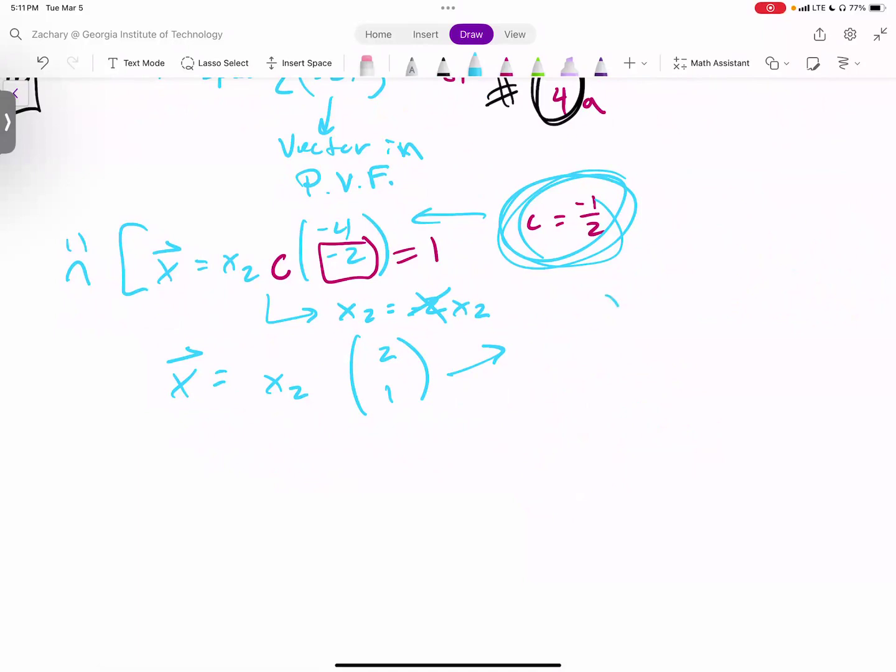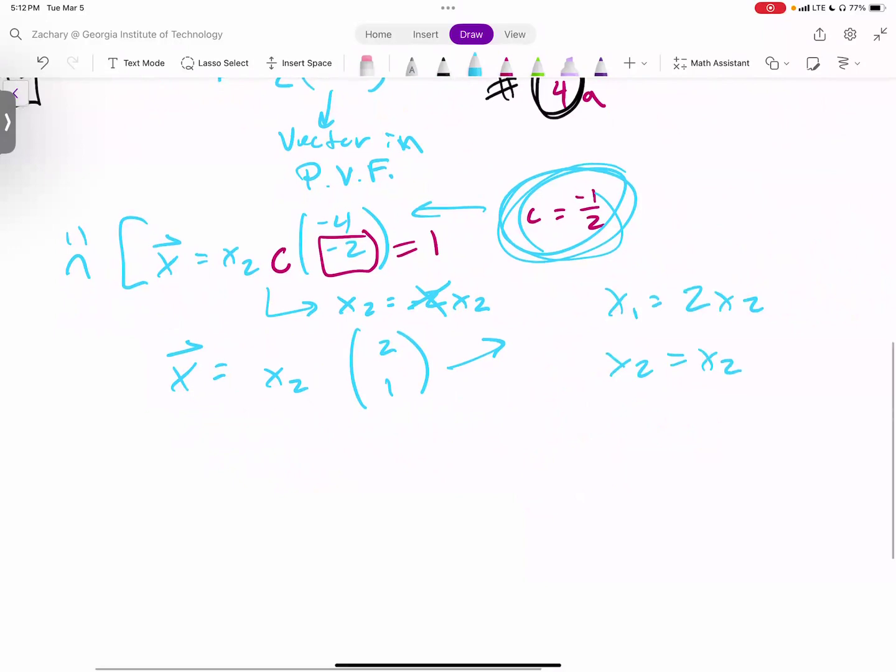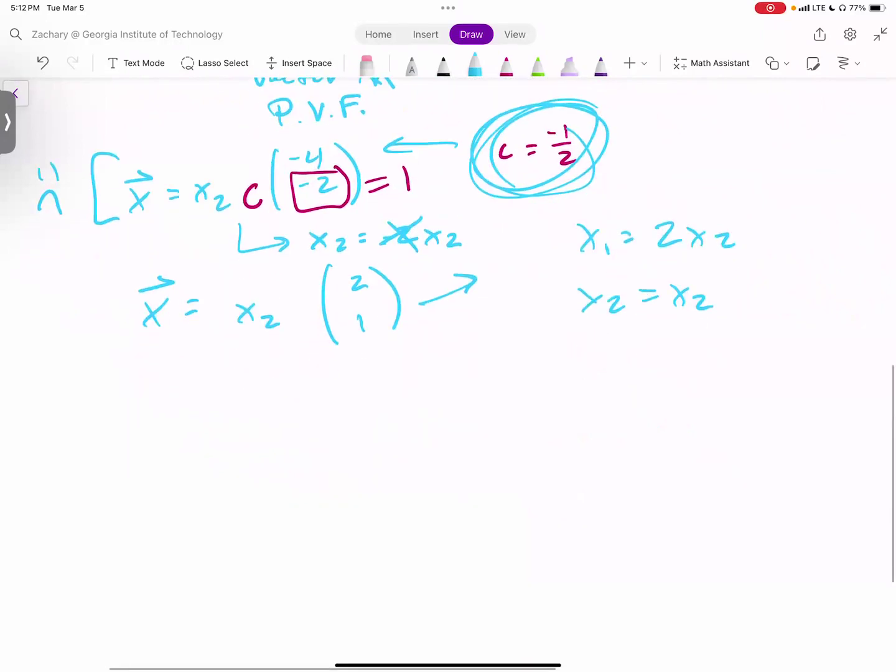So from here, get x1 equals 2x2, x2 equals x2. I'm just doing the process backwards from how we would find this usually. So we rewrite these as x1 minus 2x2 equals 0. And that bottom equation gives me nothing because that's just 0 equals 0. And we subtract.